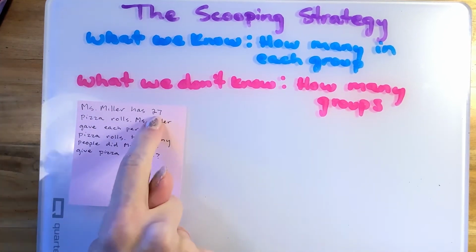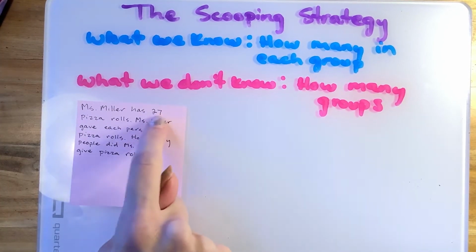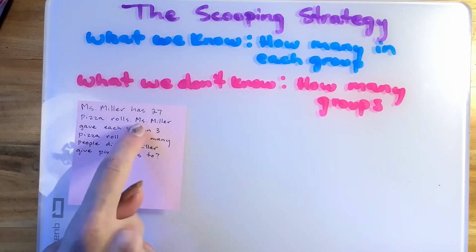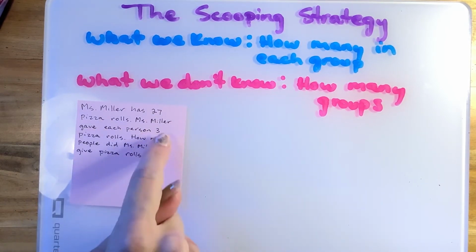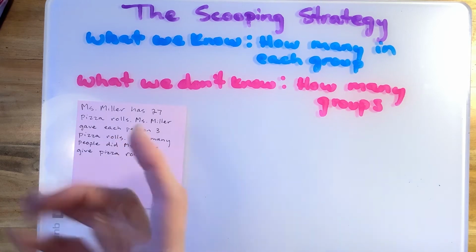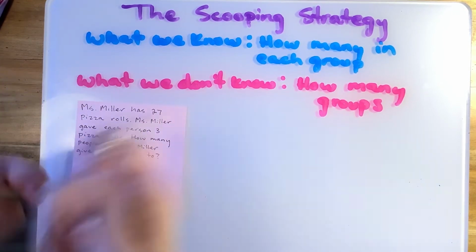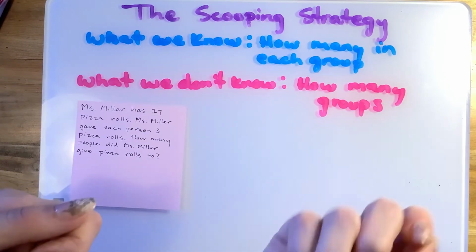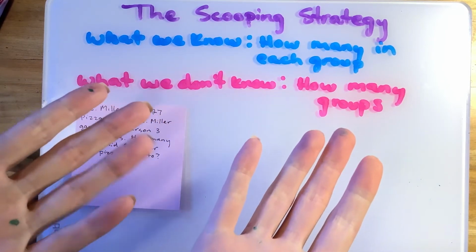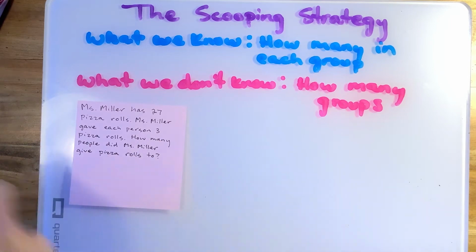So again, we have 27 as the total number of pizza rolls. This time, Miss Miller gave each person 3 pizza rolls. We don't know how many people I gave pizza rolls to. So we can't deal, because we don't know how many people to deal to. Instead, we scoop.